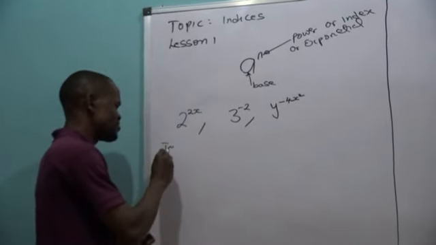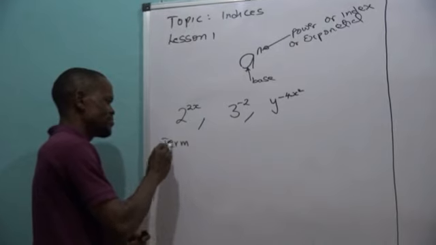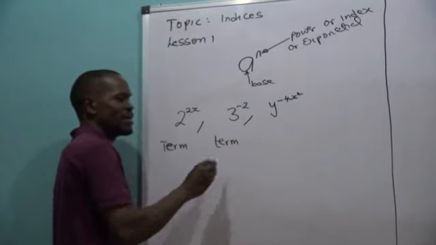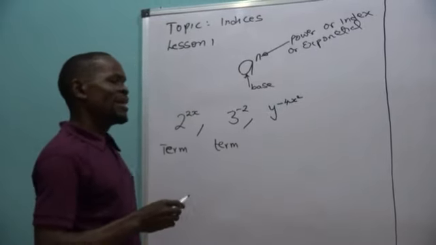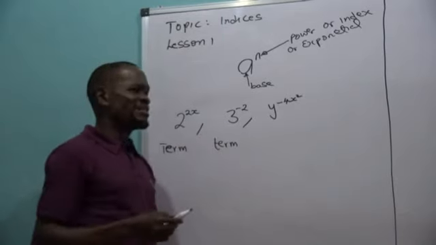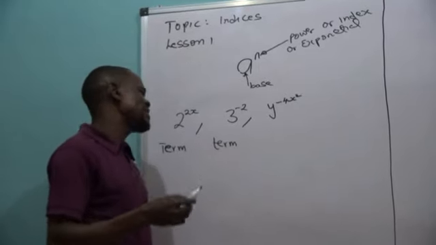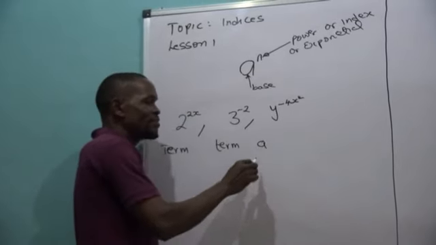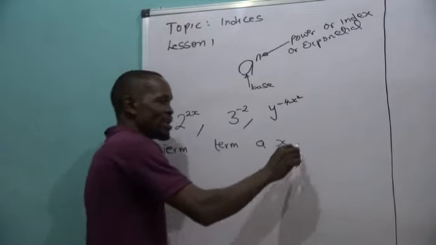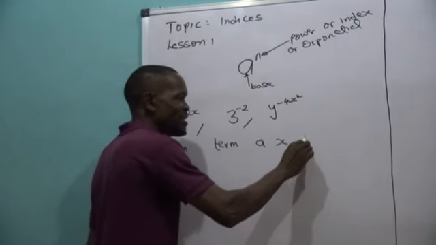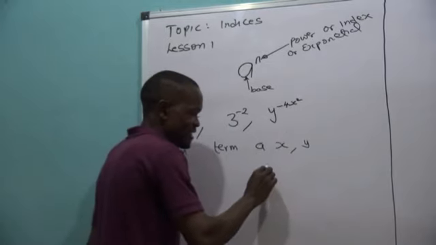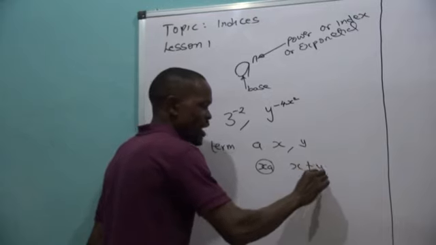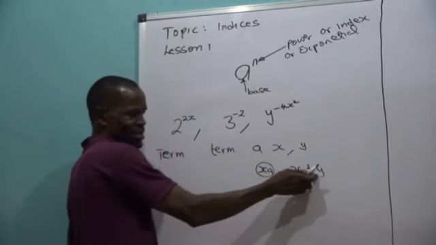What do we call a term? A term is anything that we are writing. For instance, we say A to Z is a term. An alphabet A to Z is a term. If I write A, it is a term. If I write X, it is a term. If I write Y, it is a term. If I write XA, this is a term. If I write X plus Y, this is two terms, a term and another term.